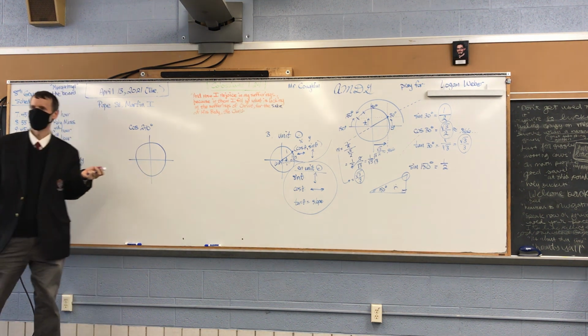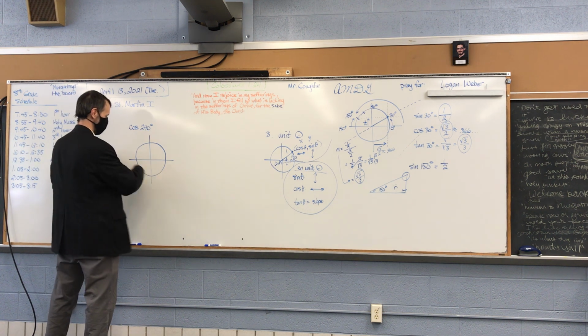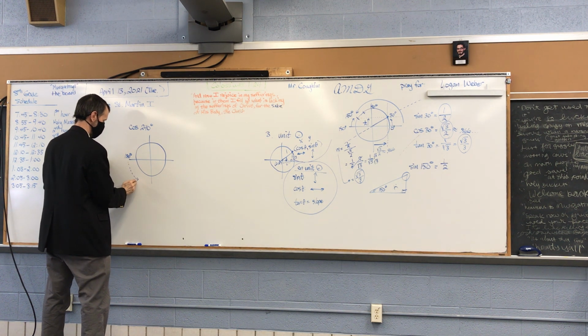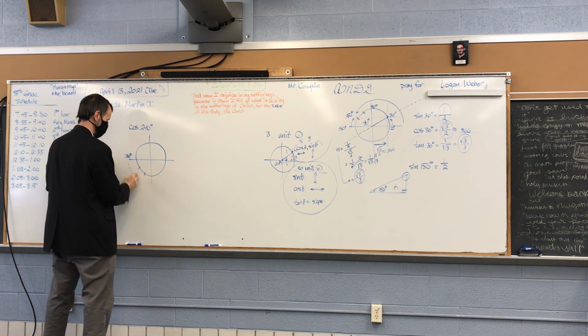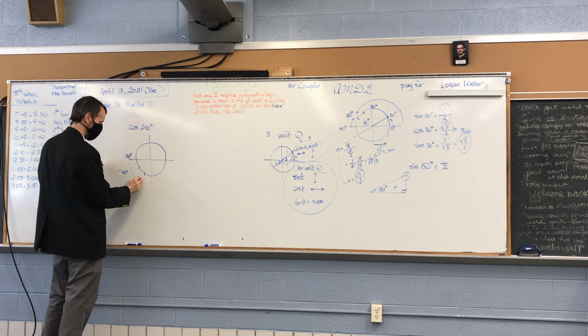Where is 240? Can you tell me physically where it is? What quadrant? 180 is on the left side of the axis there, and then you go 210 and then 240. Correct. So it's 60 degrees down. So I have 60 degrees to go down there. So it's 240.